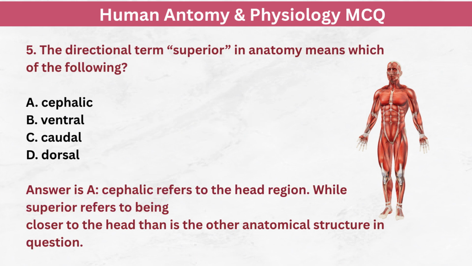5. The directional term superior in anatomy means which of the following? A. Cephalic. B. Ventral. C. Caudal. D. Dorsal. Answer is A. Cephalic refers to the head region, while superior refers to being closer to the head than is the other anatomical structure in question.